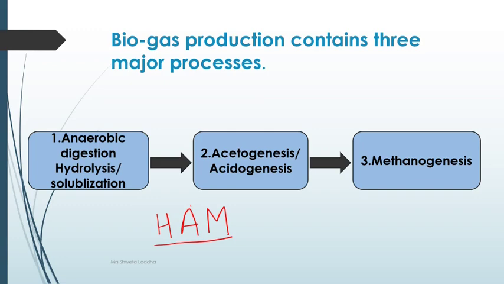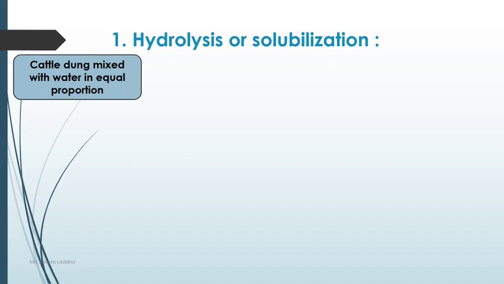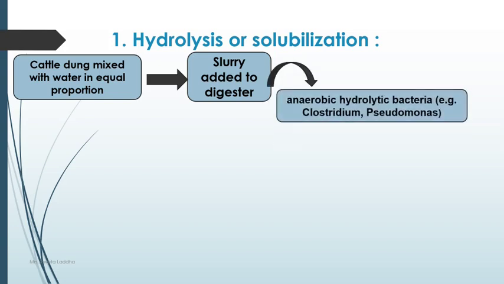Let us see these steps in detail. The first step is hydrolysis, which is also called solubilization. Here the cattle dung or the waste is mixed with water in equal proportion, and what is prepared? A slurry is prepared, and it is added to the digester through the charge pit or the inlet tank. Then the anaerobic hydrolytic bacteria act. See, hydrolysis is going to take place.